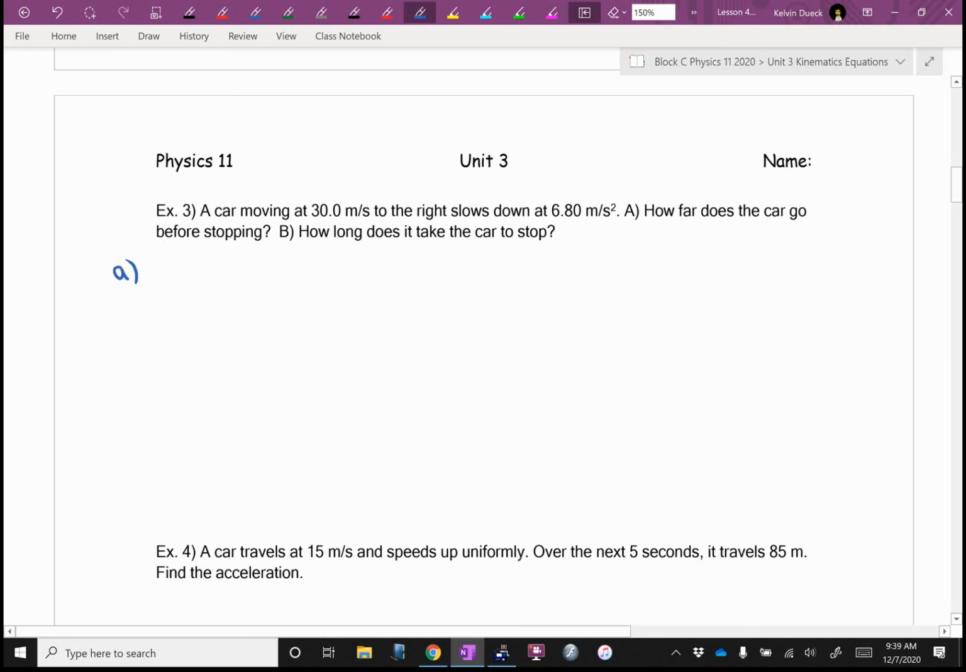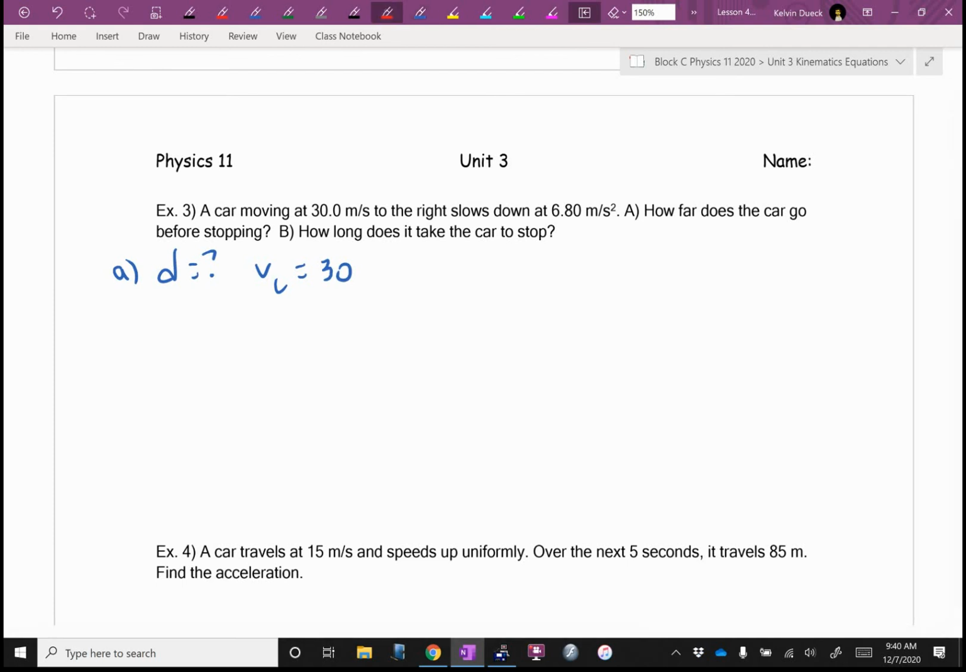Garrett, what's A asking me to find? Yep. By the way, technically displacement. In other words, we could get a negative answer if we were ending up behind from where we started from. So, okay. Garrett, what's that 30? Ooh, VI. So what's VF then?